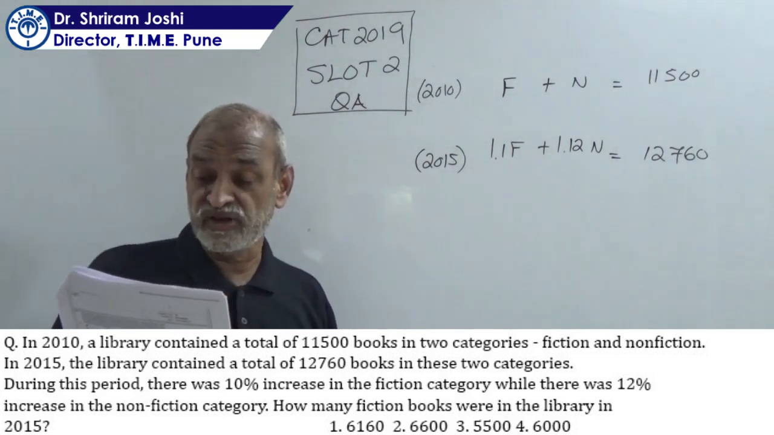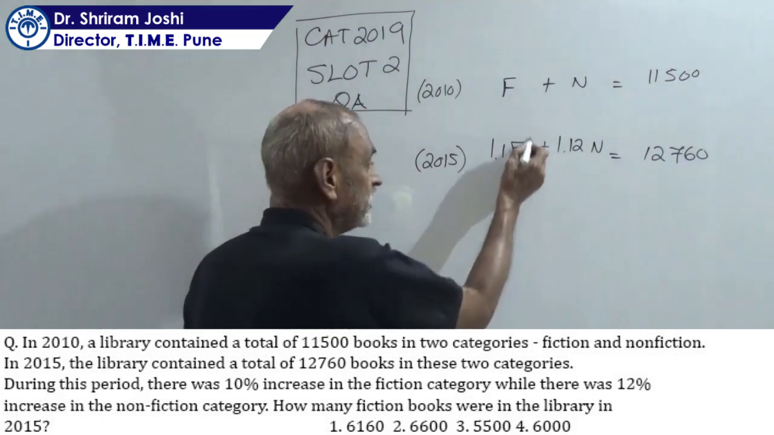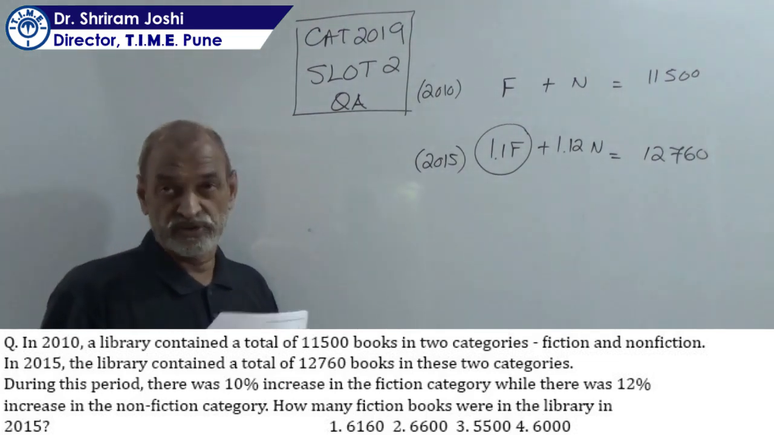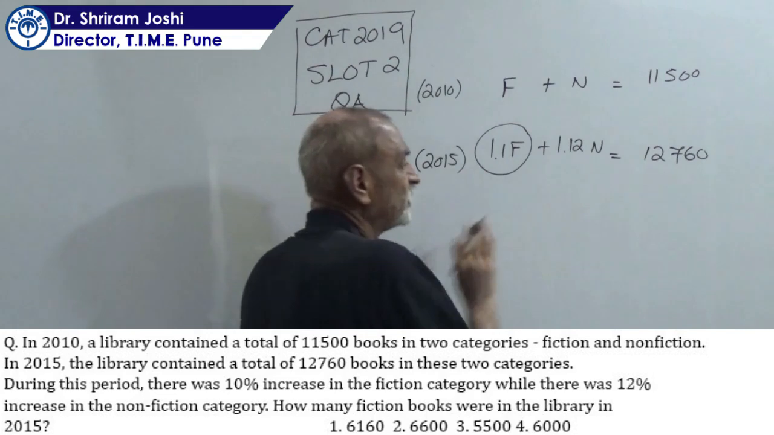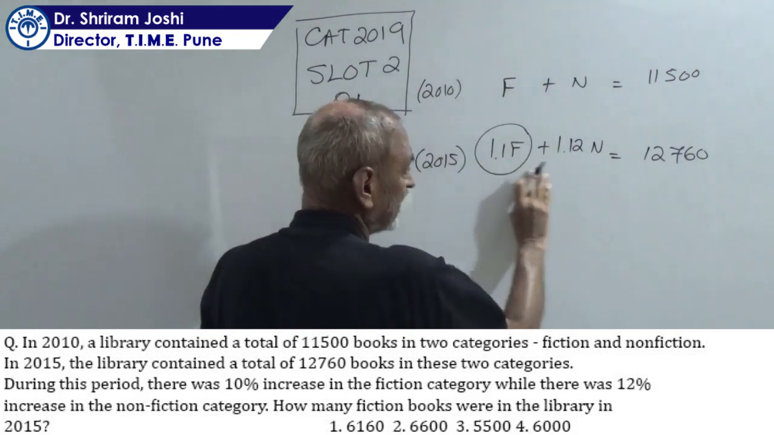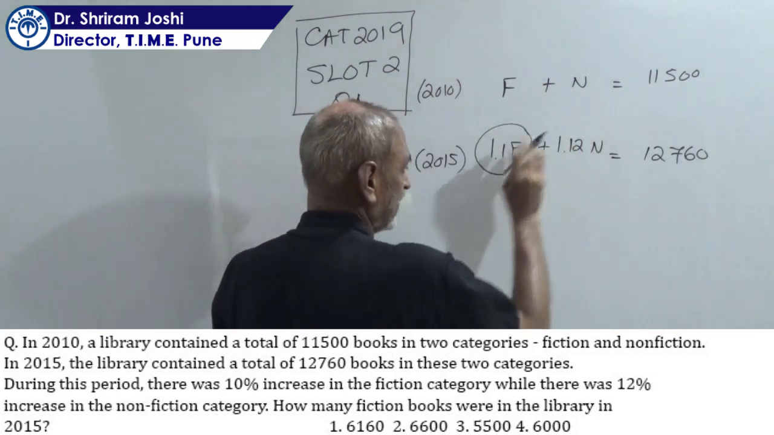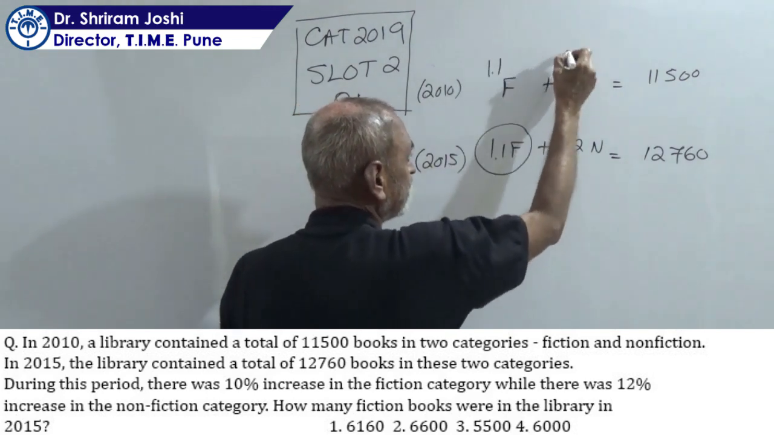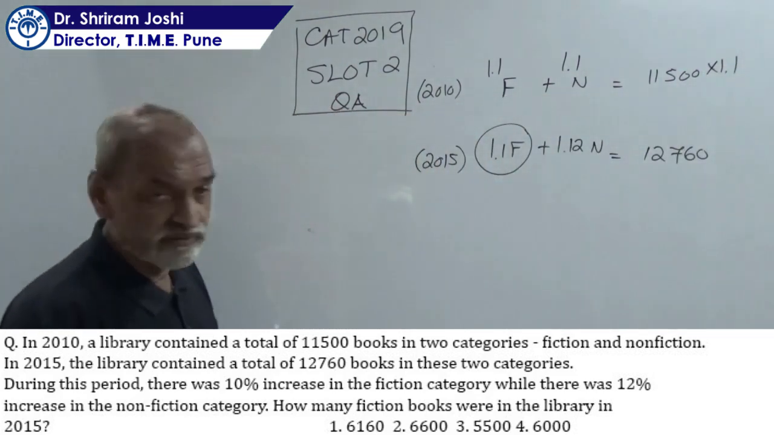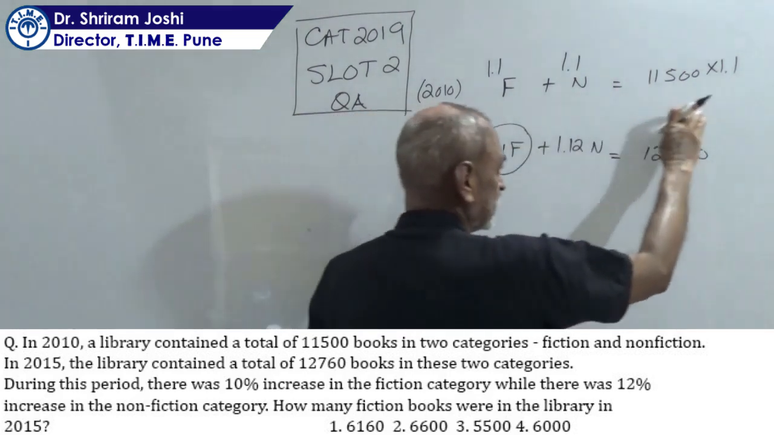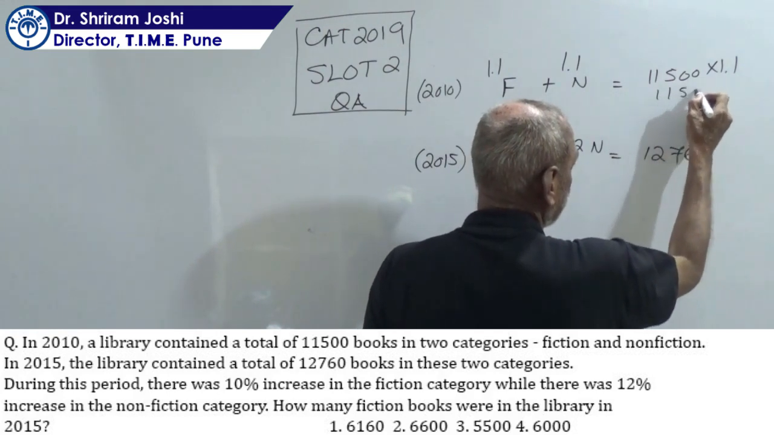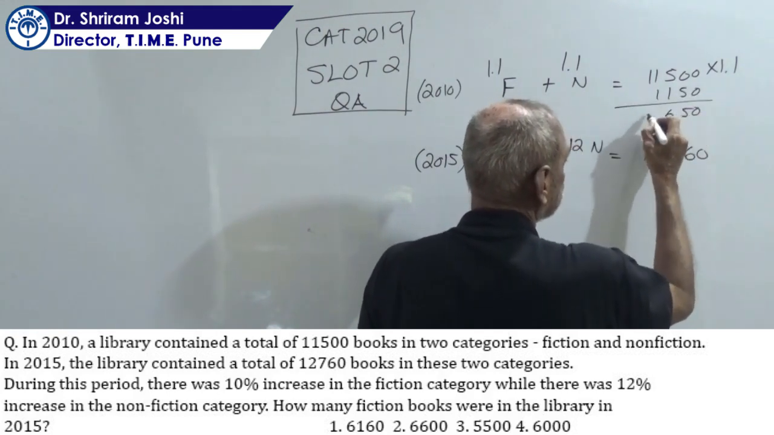How many fiction books were there in the library in 2015? They are interested in this. So once you get the value of F, you must multiply it by 1.1. That's the last thing. How do you solve these equations? It's up to you. What I would do is eliminate one variable, which means I will multiply this equation by 1.1. So 1.1F plus 1.1N into, so 11,500 times 1.1. You can use your calculator, or you can say this is 1.1 would be 1150, and so this would be 12,650.